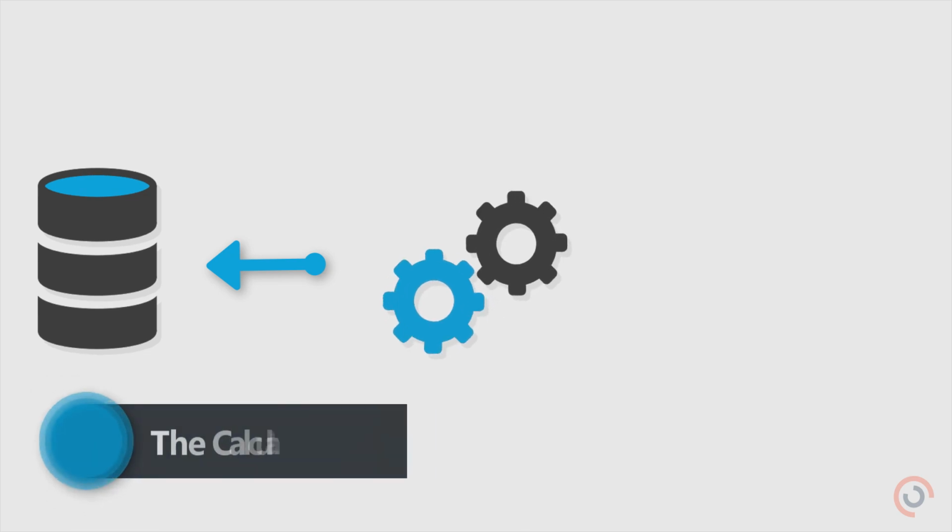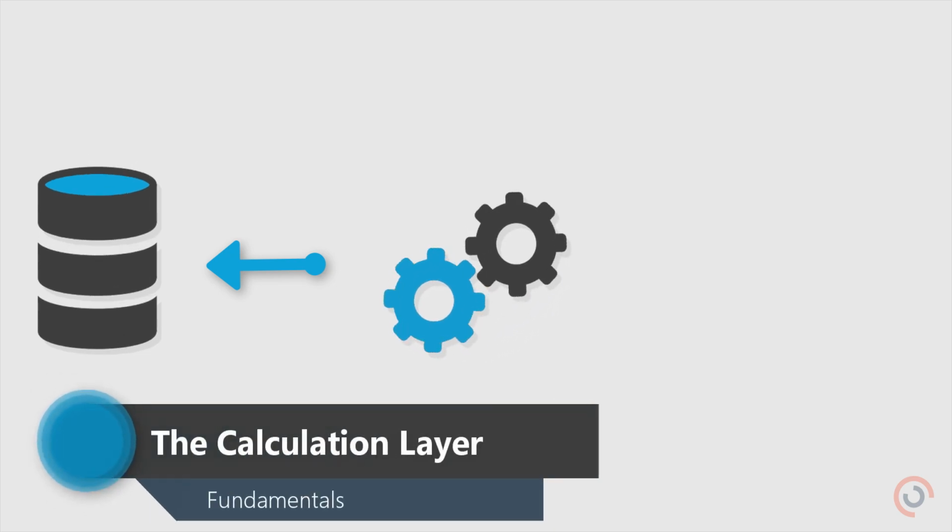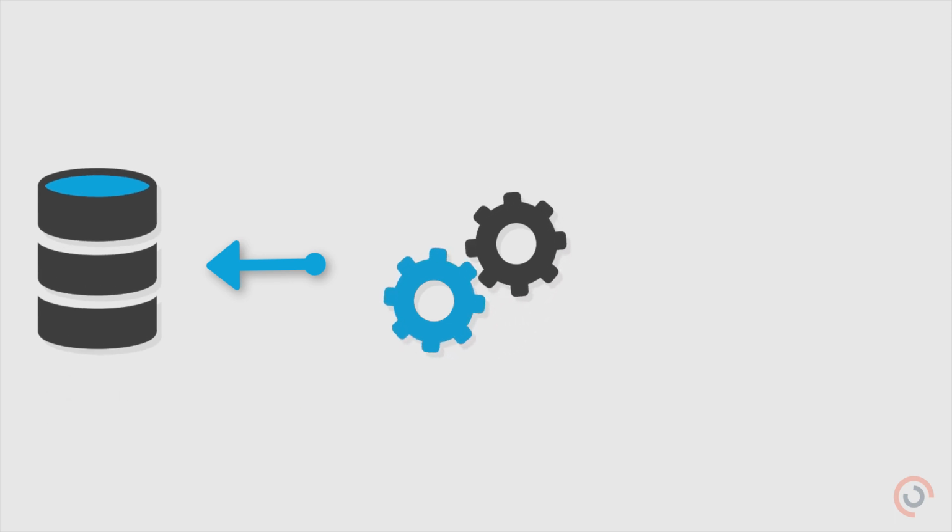The name of the middle layer is the calculation. We can analyze and summarize the data at this place. After that, we take the data and turn it into information.